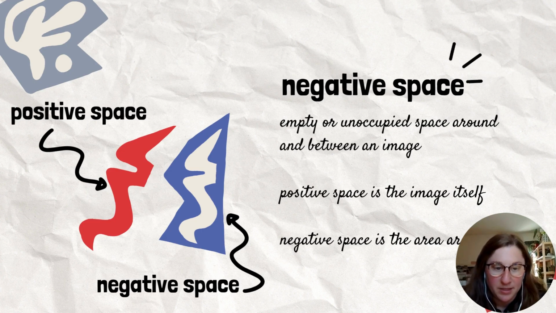So negative space, which is the opposite, is empty or unoccupied space around and between an image. Positive space is the image itself, while negative space is the area around it. So this shape was cut out of this on the right side here. The red one is the positive space, and the negative space is everything around it. And then the shape that's left behind here would also be considered positive space.